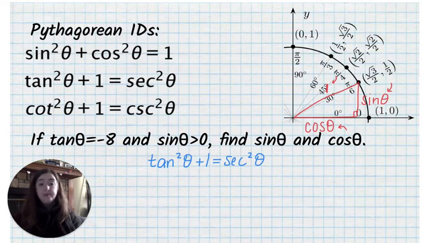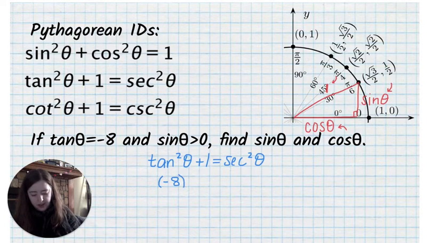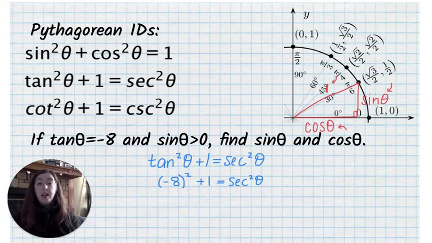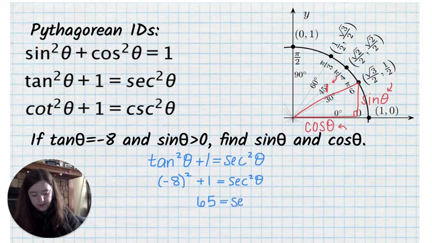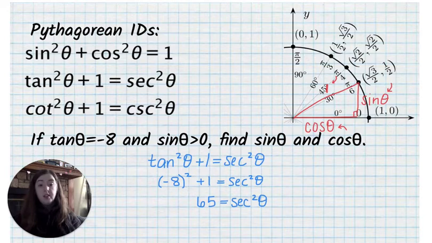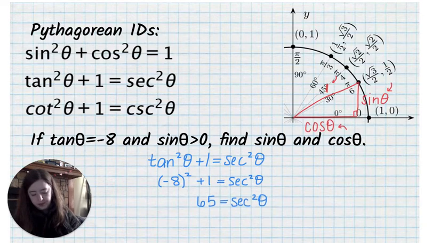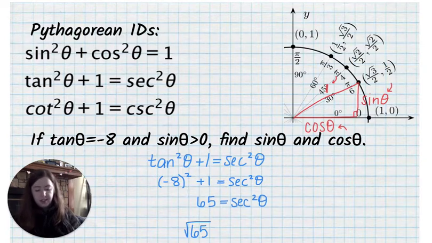Now we know tangent is -8, so we'll put negative 8 in for tangent. So we'll have negative 8 squared plus 1 equals secant squared. Negative 8 squared is 64. 64 plus 1 is 65. Now to get secant by itself, we need to take the square root of both sides. So remember, when we take the square root of 65, it's not just the square root of 65. We have a plus or minus there.